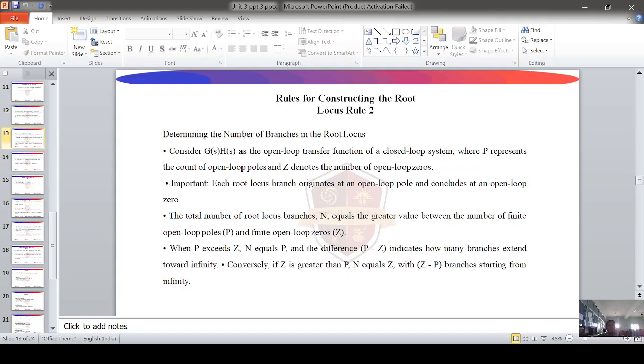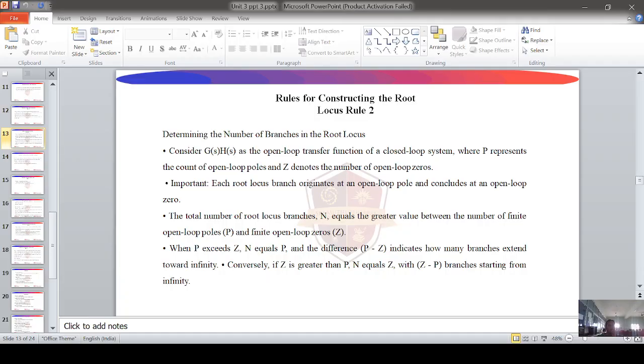Then rules for constructing the root locus. Rule 2: determining the number of branches in the root locus. For example, consider G(s)H(s) as the open loop transfer function of a closed loop system, where P represents the count of open loop poles and Z denotes the number of open loop zeros. Important: each root locus branch originates at an open loop pole and concludes at an open loop zero.